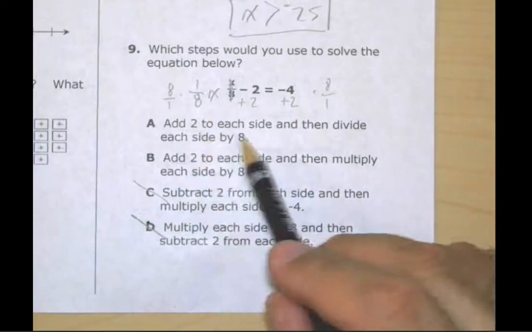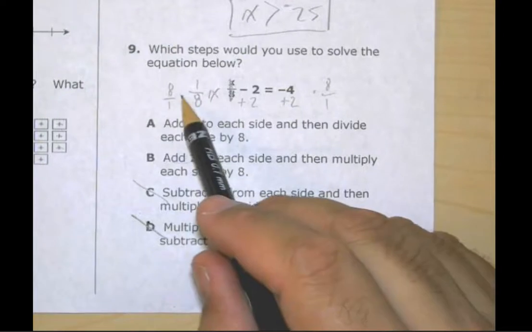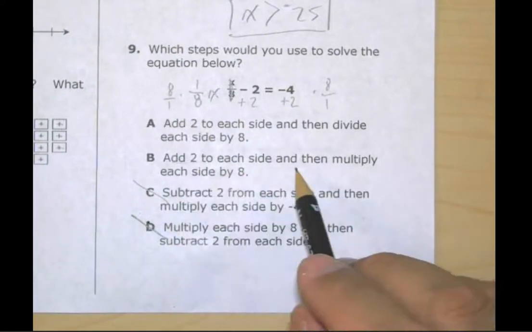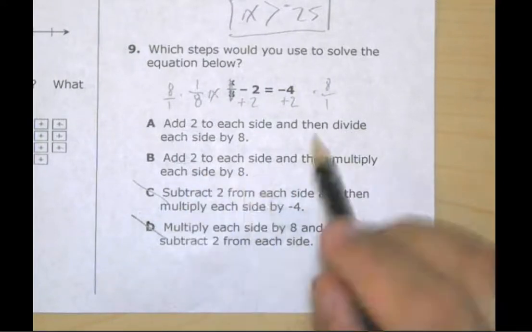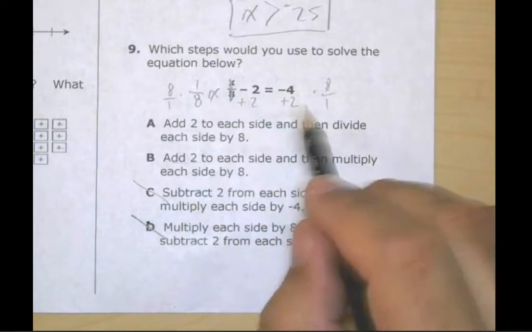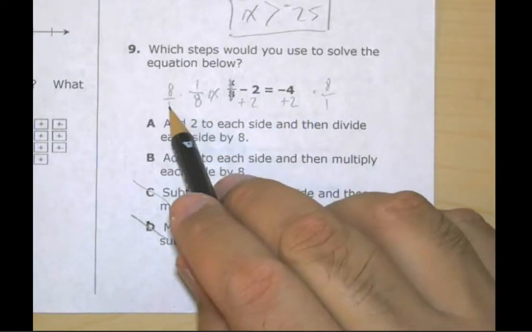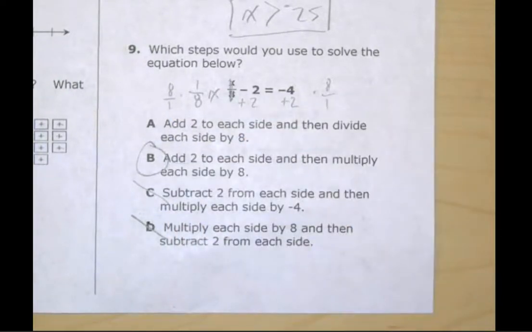Add 2 to each side, then divide by 8. Well, that's not what I did. I multiplied by 8 over 1, which is 8. Here, add 2 to each side and then multiply each side by 8. That looks exactly like what I did. I added 2 to each side, then I multiplied by my reciprocal, which is 8 over 1, and 8 over 1 equals 8. So my correct answer choice would be B.